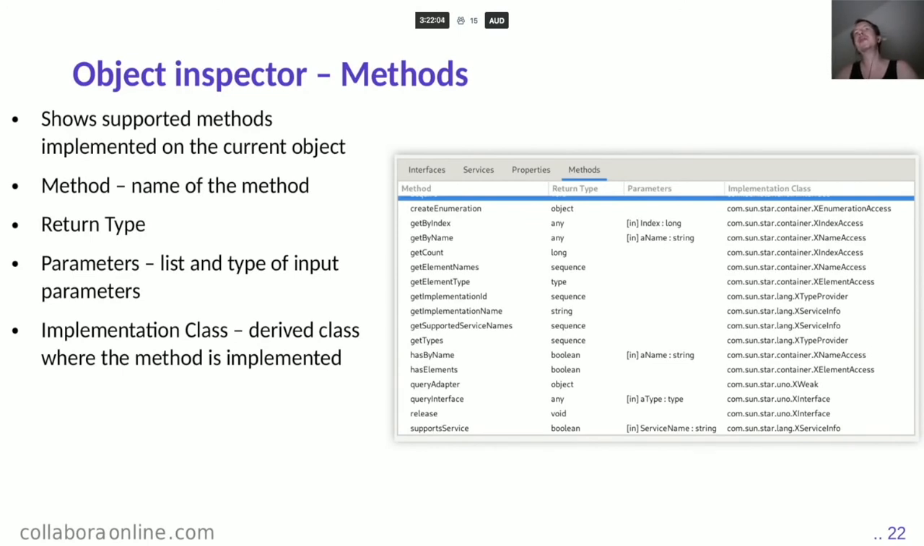So this was about the properties. Next, what is still interesting are the methods. This now shows all the supported methods of the current object.